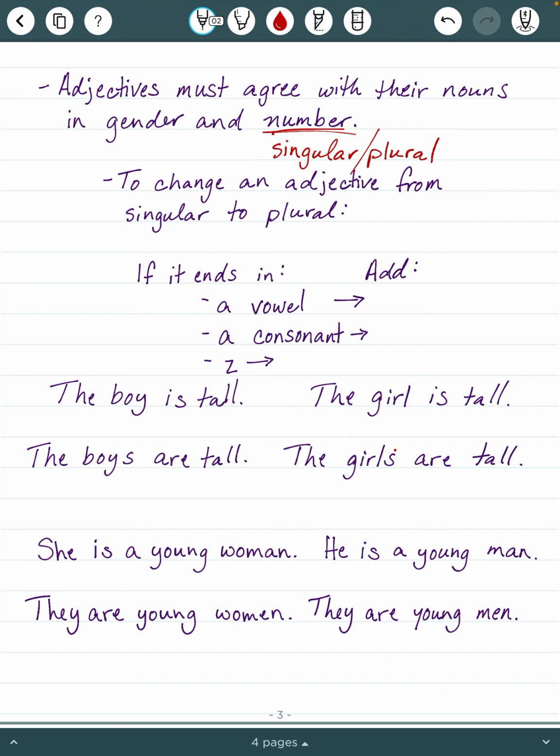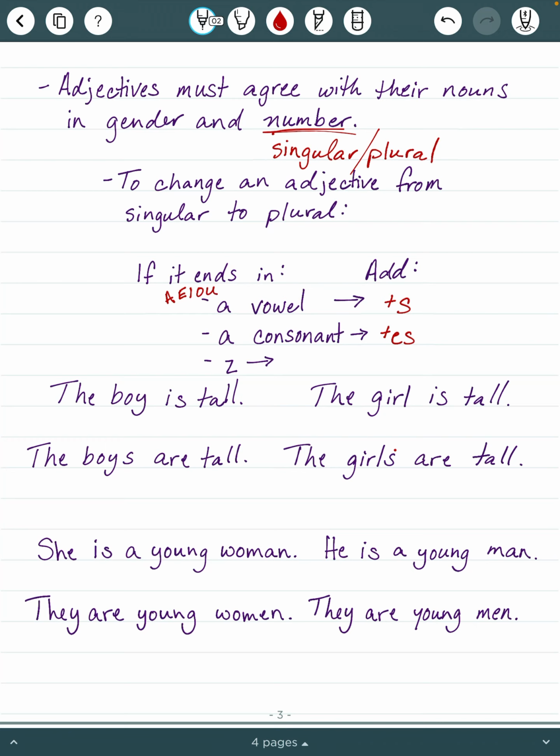So the rules for this are fairly simple. They're the same as making nouns plural. So if you have an adjective or a noun that ends in a vowel, all you do is add S to that word. If your word ends in a consonant, we're going to add ES. Now let's back up a little bit. A vowel, if we don't know what that is, any word that ends in A, E, I, O, or U. Consonant is anything else.